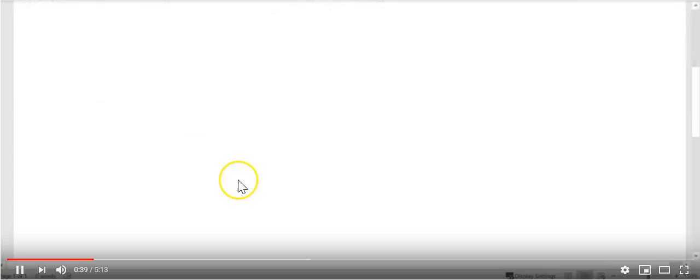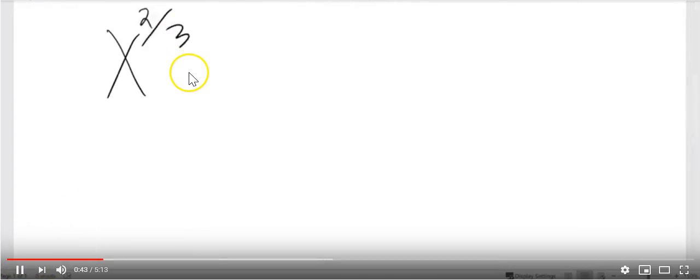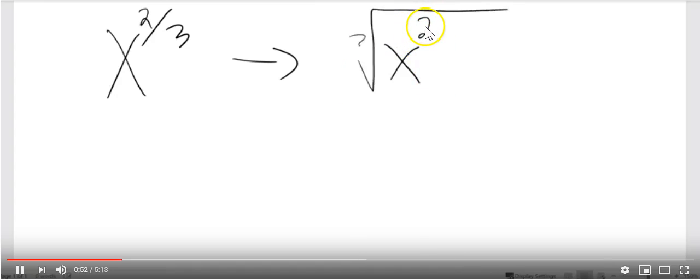Alright, so let's look at our first example. So we have x to the power of 2/3. Now we've got to convert that from exponential to radical. You have to identify which one's the power, which one's the root. So you write x, 2 is my power, and then 3 is my root. So 3 on the bottom is my root, 2, the power, is on top.